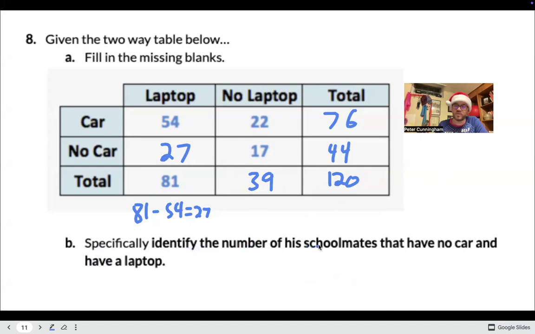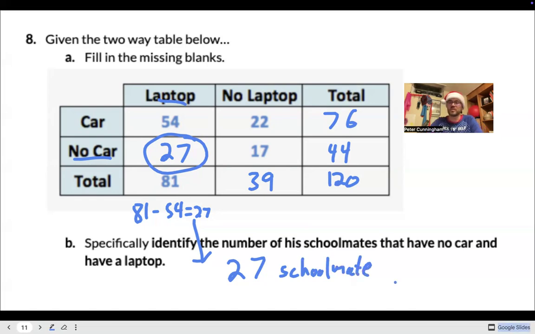Identify the number of his schoolmates that have no car and have a laptop. No car, have a laptop. This question just asks the specific number of students. So that math that I did beforehand, 81 minus 54, show that work to get the answer of 27 schoolmates. Schoolmates says schoolmates. I don't think I've ever said that in my life.